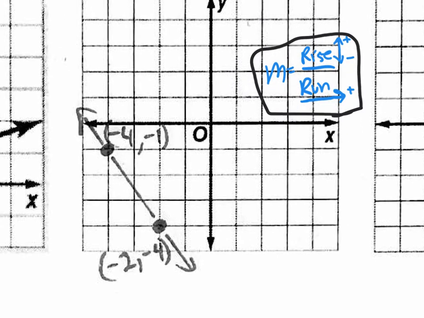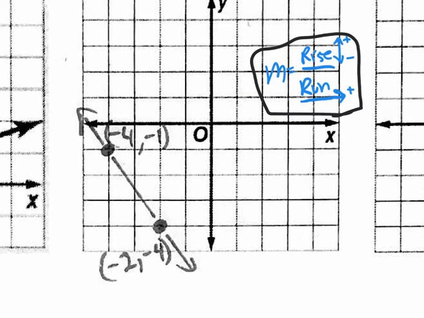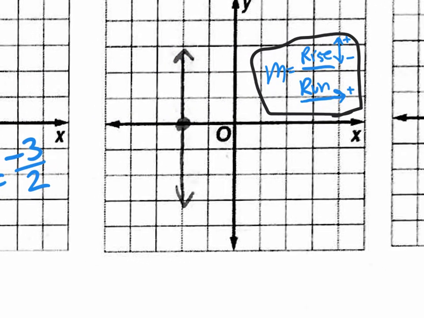This one's weird. From here to here, going from left to right, am I going up or am I going down? Down. So obviously it's going to be a negative rise, but how much of a negative rise do you have? 3. Check it out. 1, 2, 3. How much do you run? 2. So what is your slope? M equals down 3 over 2, negative 3 over 2. That's right. Easy stuff.